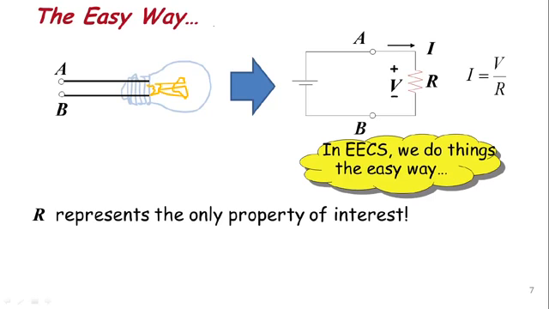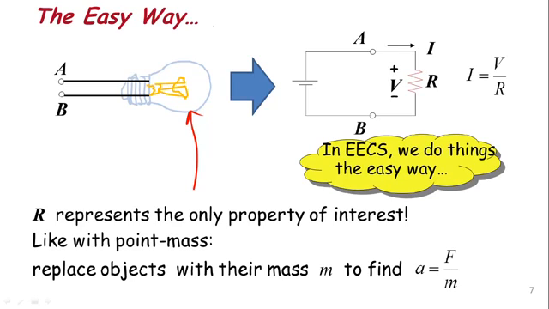So in this particular situation with our resistance, R represents the only property of interest for us in terms of computing the current I for the filament of the bulb. This is very much like the point mass simplification, where we replaced objects with their mass m in order to find the acceleration a equals F divided by m.